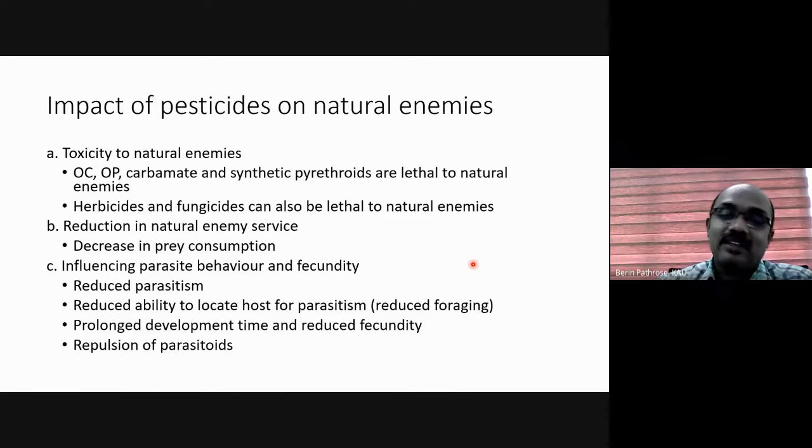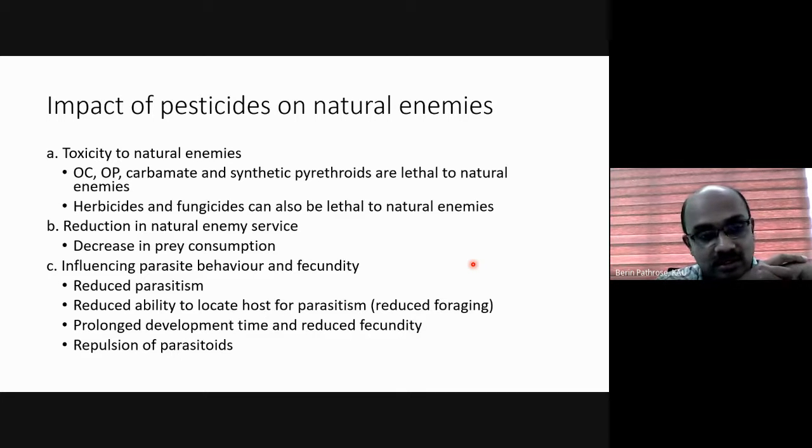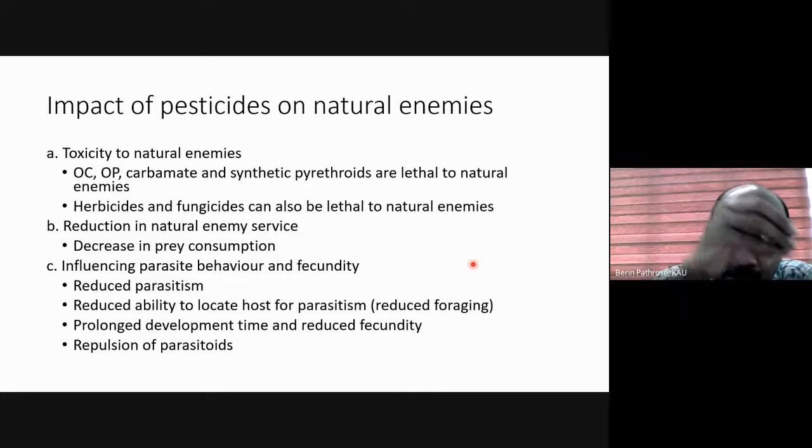As I discussed, broad spectrum insecticides such as synthetic pyrethroids, OP, and carbamates will kill all the natural enemies, and the pest population can easily survive into the F1 generation. Sometimes even herbicides and fungicides can be lethal to natural enemies. That's why I told you in the first few slides itself that sometimes fungicides can also cause resurgence. Then, other than toxicity to natural enemies, there can be a reduction in natural enemy services.